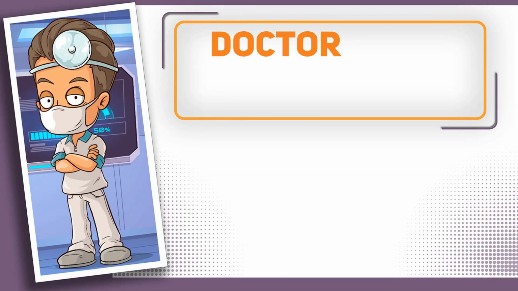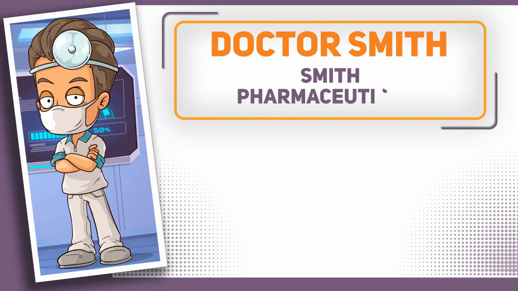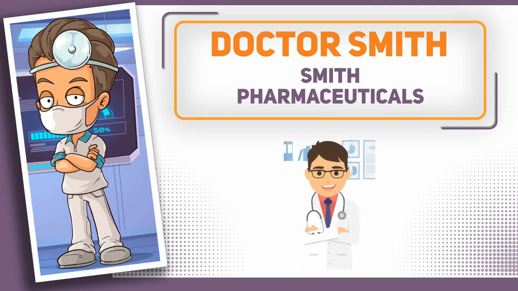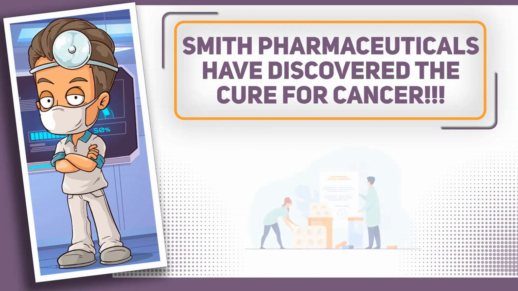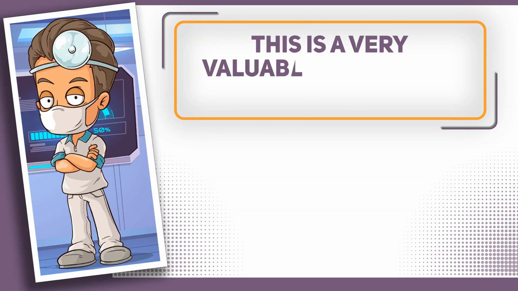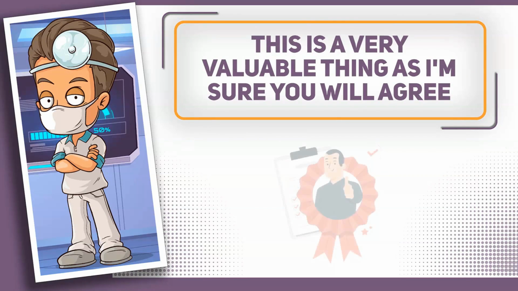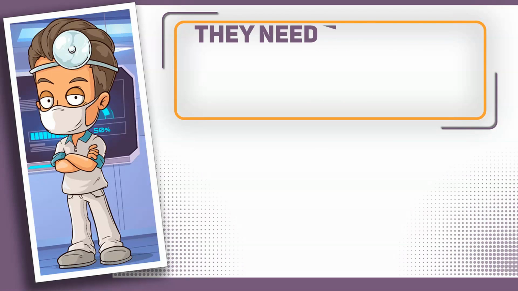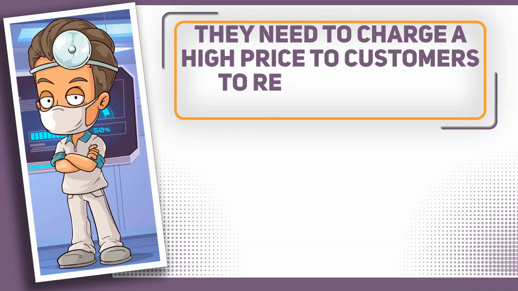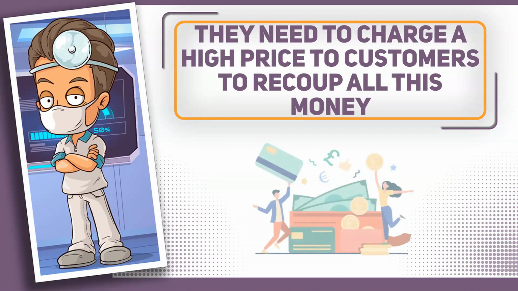So, this is Dr. Smith, and he works at Smith Pharmaceuticals, a company that produces medicine. After years of hard work from Dr. Smith and the whole team, and a serious amount of money, Smith Pharmaceuticals have discovered the cure for cancer. So, now here's the thing. If they have developed the cure for cancer, this is a very valuable thing, as I'm sure you can agree. But the company have spent millions of pounds developing this medicine, so they need to charge a high price to customers to recoup all of this money that they have spent. That's fair, right? That's moral, that's ethical.